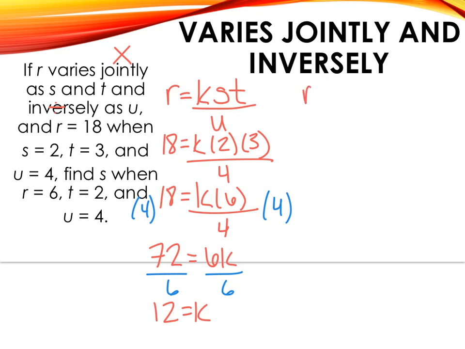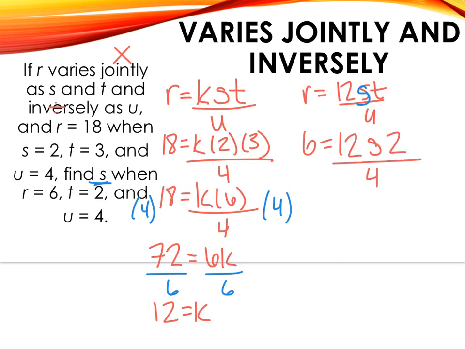I'm going to plug that in here. It's t over u. And then we have to figure out what s is. So that's going to be our variable, s. And we're going to plug all these numbers in. So it says r is 6. We know our constant of variation is 12. We're figuring out what s is. t is 2, and u is 4, again.